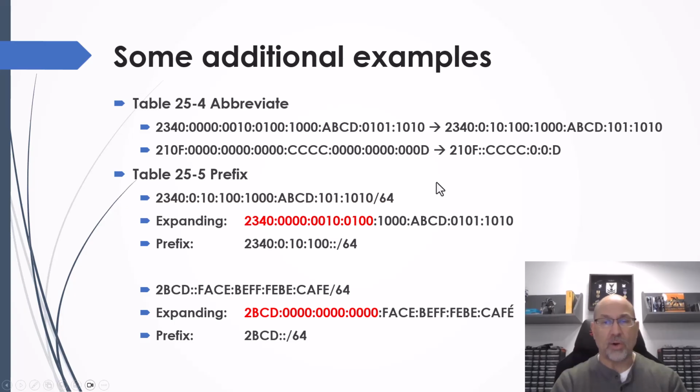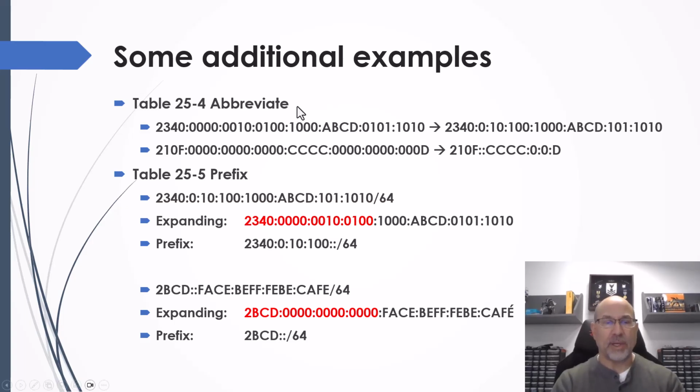So that's why over here it's 210F colon colon, and I can get rid of all of this. So the first 64 bits is abbreviated to 210F colon colon. I'm left with most of the rest of this, but I can suppress the leading zeros here, and here, and here. So it just comes out to be 00D. Now, if I want to expand, I do those rules in reverse. We're just working backwards, right?